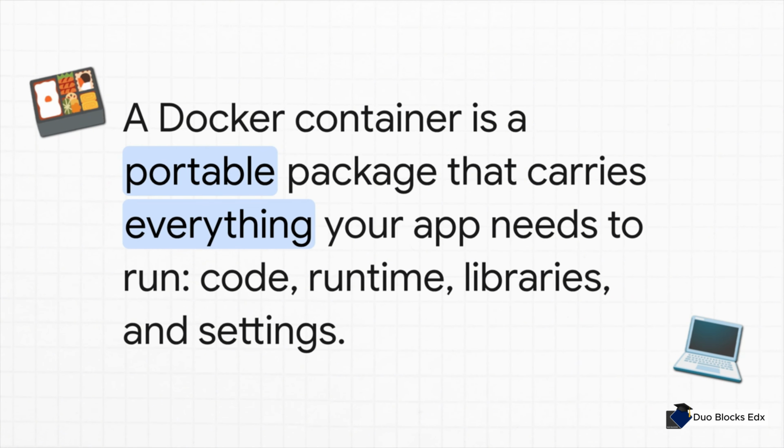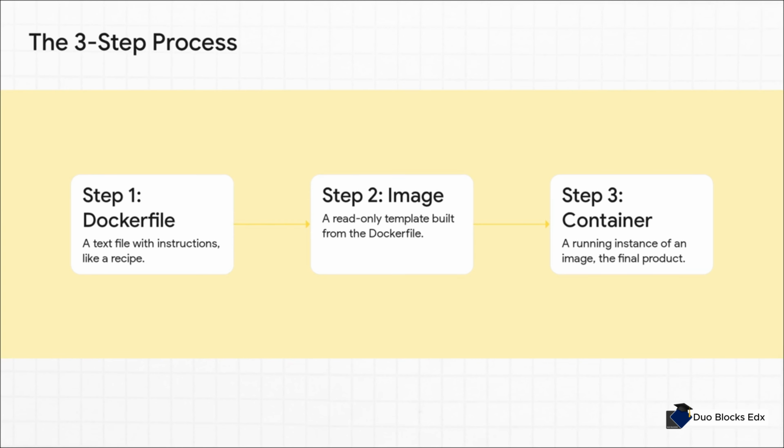You can hand this lunchbox to anyone, and they can open it up and it'll be perfect every time. The whole process is really just a three-step dance. It all starts with a Dockerfile, just a simple text file. That's your recipe. Then you use that recipe to build an image. This is like a snapshot, a perfect blueprint of your app. And finally, you run that image to create a container. And that's the final product, the actual running application, the meal made from your recipe.